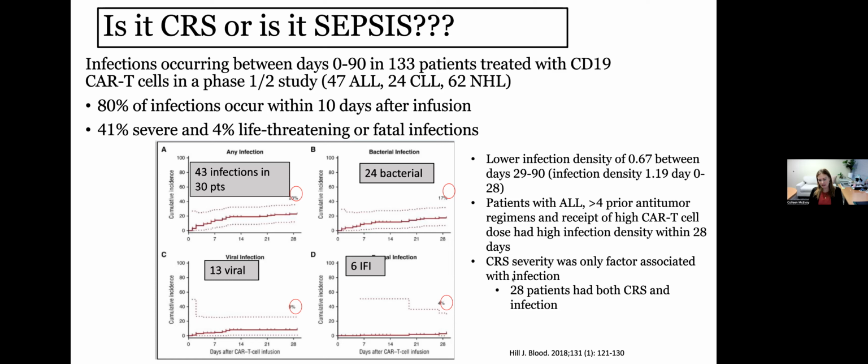Interestingly enough, when they looked at this study, CRS severity was the only factor associated with infection. So 28 patients had both CRS and infection. And you may say, well, how do you know if it was CRS or if it was infection? The people in the trial were looking at CRP levels. Again, it's inherently flawed, but based on timing, it still makes sense that it may have been CRS.